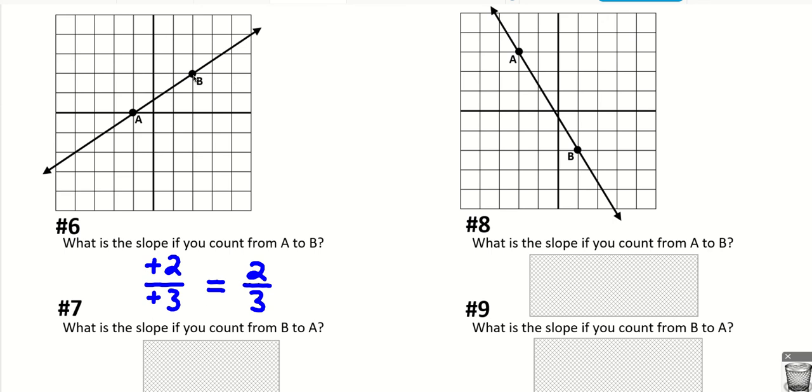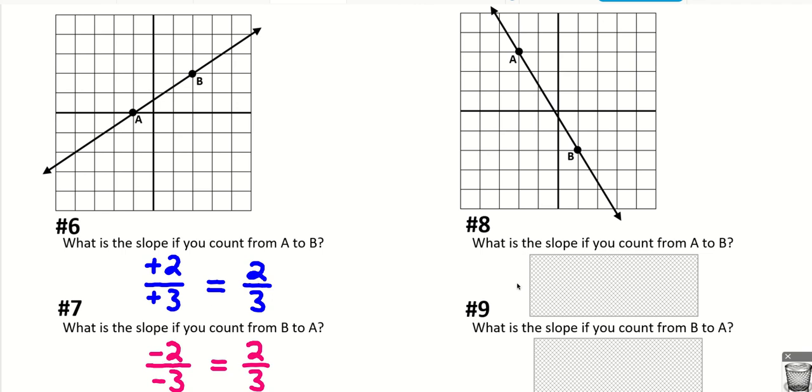But if you were counting B to A, you were going to be going down and then left. Remember, down is a negative direction for rise, and then left is a negative direction for run. So this ended up being negative 2 over negative 3, but of course you still get overall a positive 2/3. Right? Because a positive 2 over a positive 3 is still positive, just like negative over negative.